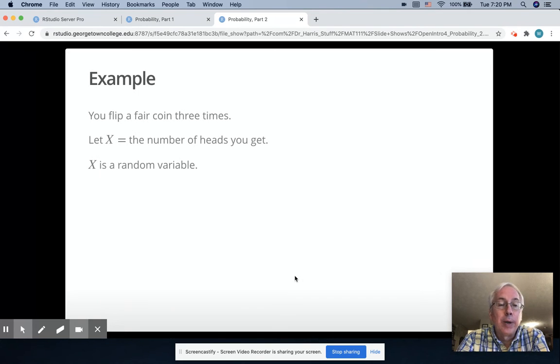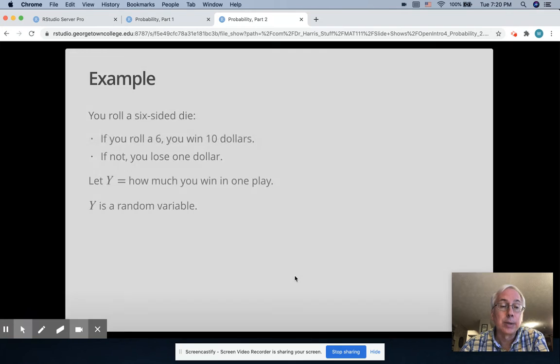We're back to flipping a coin 3 times and counting the number of heads. X is a random variable. It'll be either 0, 1, 2, or 3 heads. So we get a numerical value associated with the outcome of a random process.